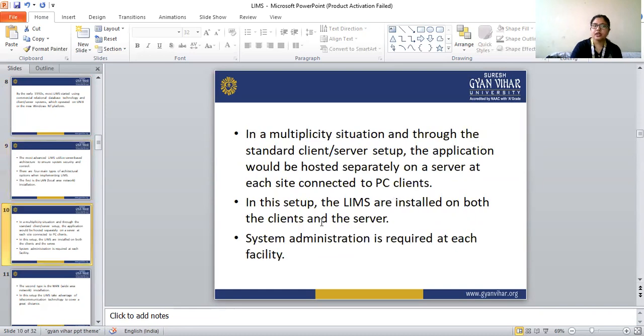In this LAN, there are multiple computers and a standard client-server setup, and the application is hosted separately on a server at each site connected to the PC clients. In this setup, LIMS are installed on both clients and the server, and system administration is required at each facility.